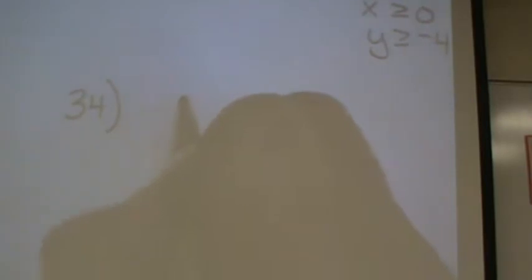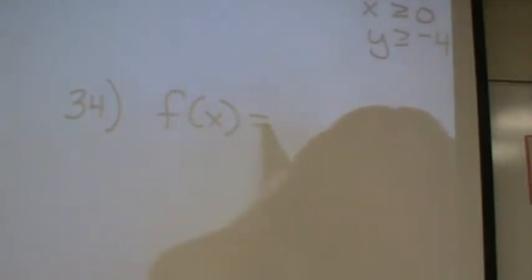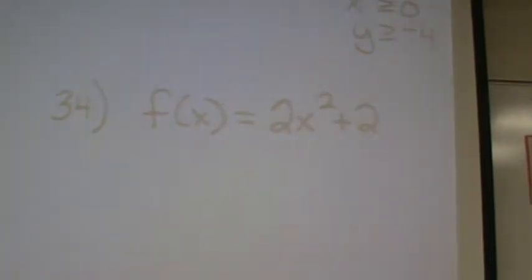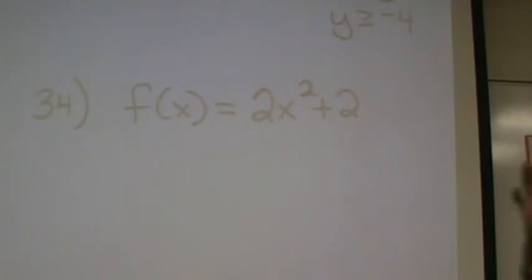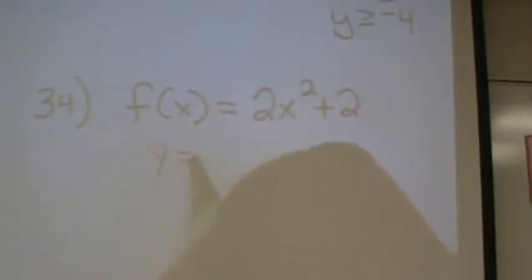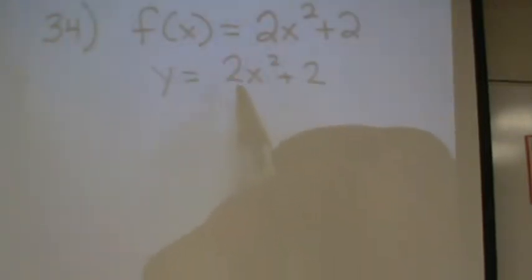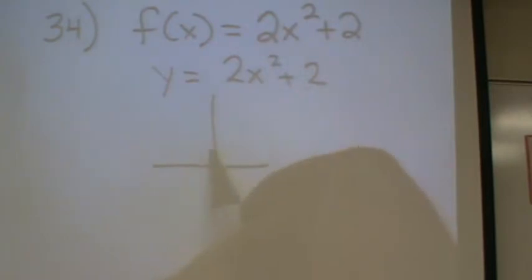34 says, I'm going to write it out. It says f of x equals 2x squared plus 2. Okay? Can you tell me what this looks like? If you were to graph it, you don't have to sketch a perfect graph, but where is this at? This is 2 units up, and it looks like this, right?